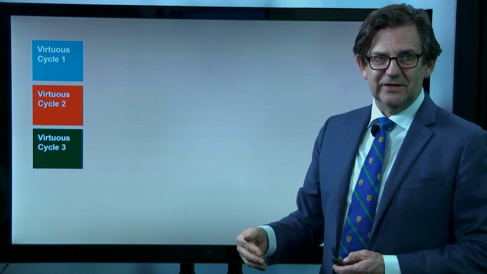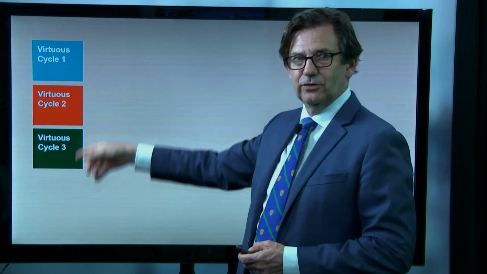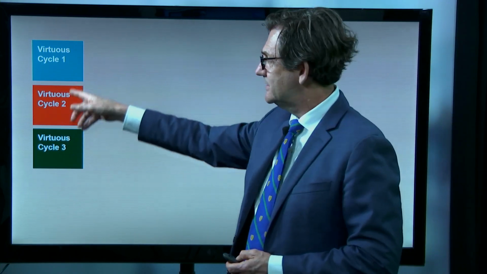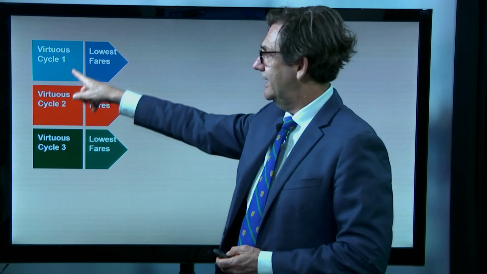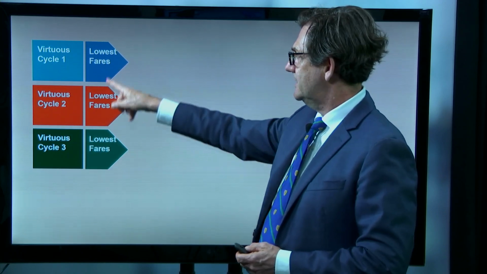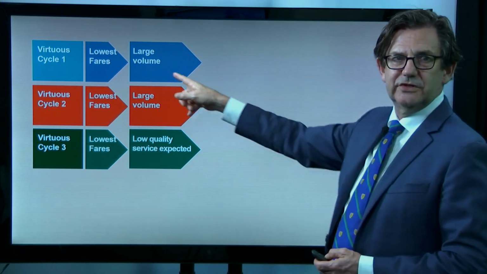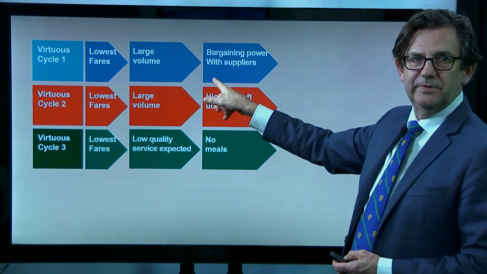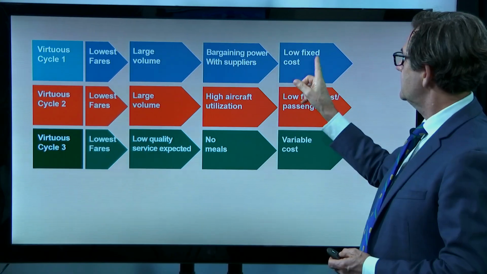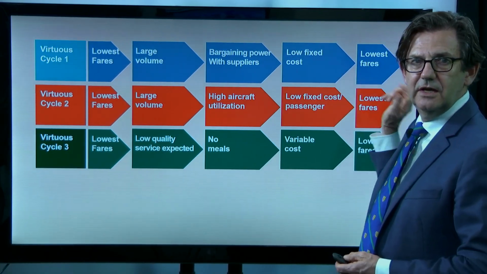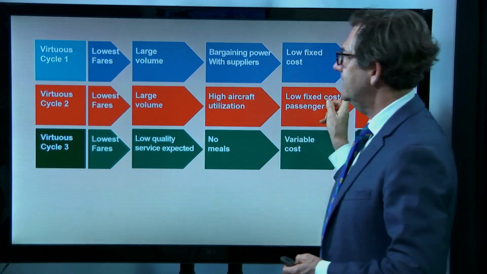Now, the next part of this is what we call virtuous cycles, incredibly powerful. So in the case of Ryanair, each of the virtuous cycles starts and ends with lowest fares. And then it builds its way across a large volume, bargaining with suppliers, low fixed cost, lowest fares. So there are three cycles really.